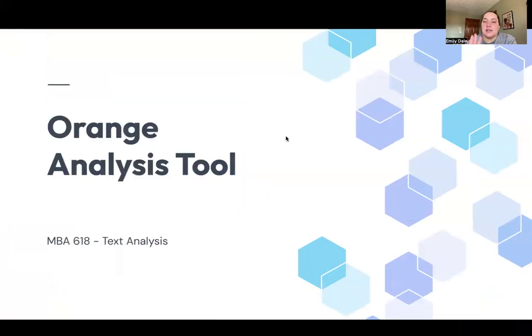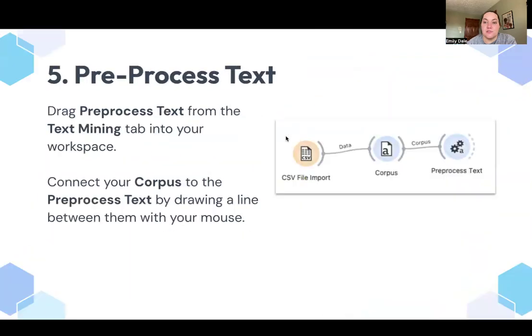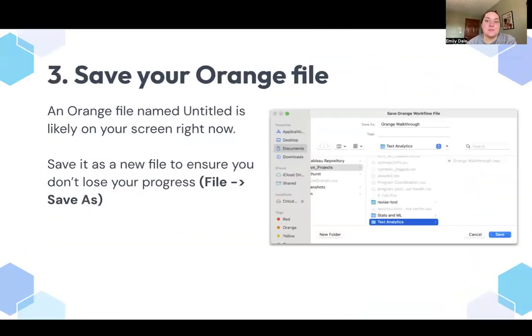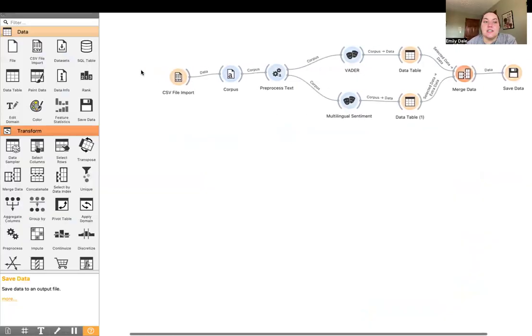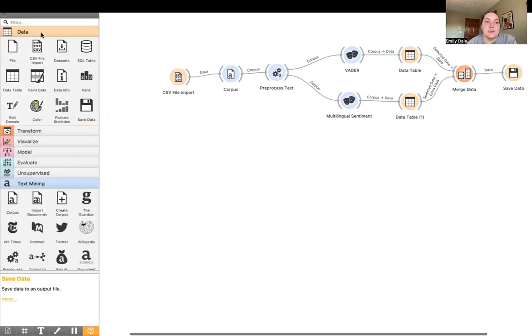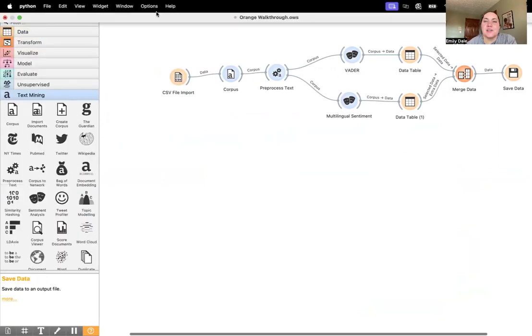So on Brightspace, you'll see this whole walkthrough, and I give you step-by-step instructions on how to do sentiment analysis. But this is what it looks like. Essentially, we have our different tabs over here. And I will tell you, it kind of looks funky when you have it in full screen. Like it says it's Python, it doesn't say it's Orange, kind of weird.